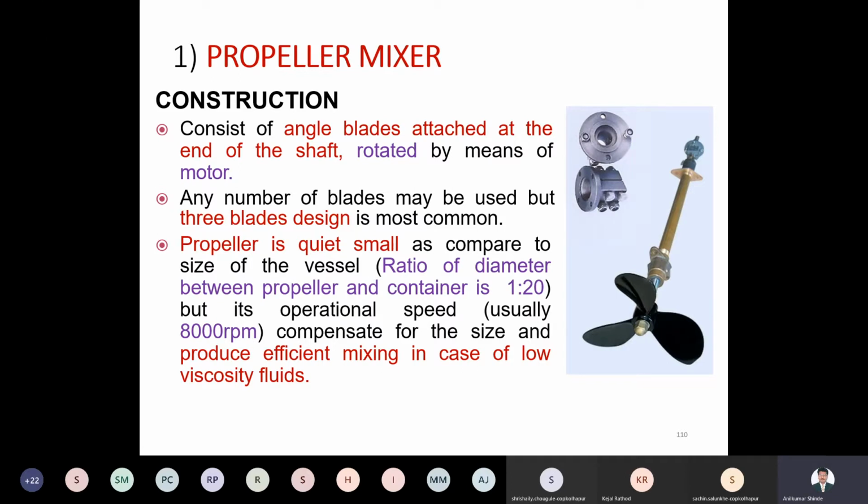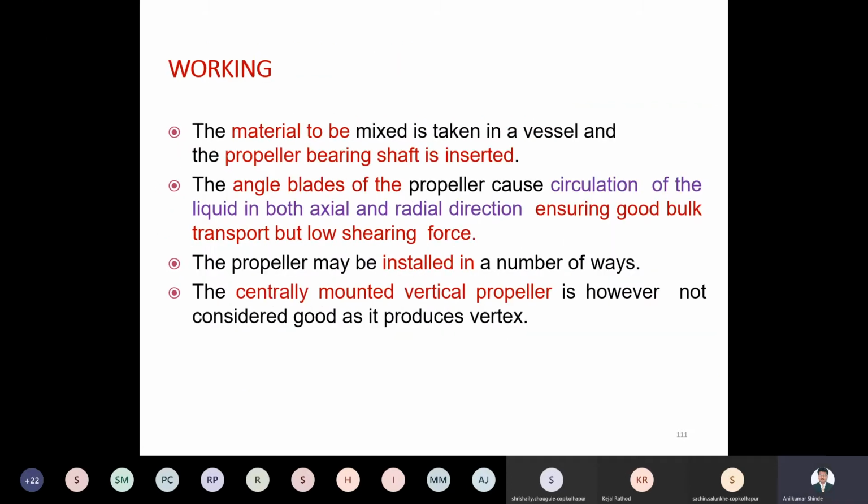So this is about the construction of the propeller. Then the working conditions, the material to be mixed in the vessel, and the propellers. Generally the propellers are attached at the bottom of the shaft, and the shaft is attached to the motor. The shaft is inserted into the vessel containing the liquid or any material we want to mix. The angle blades of the propellers circulate the liquid in both the axial and radial directions. These blades rotate such that they produce an axial flow as well as a radial flow. These are the two possible flows.